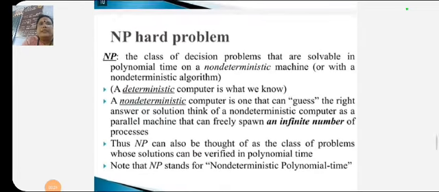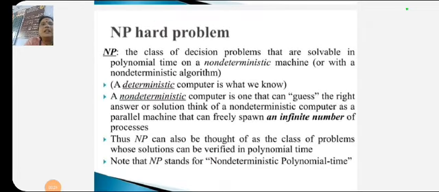NP problems: NP is nothing but non-deterministic polynomial time. It is the class of decision problems that are solvable in polynomial time on a non-deterministic machine or with a non-deterministic algorithm. A deterministic computer is what we know. A non-deterministic computer is one that can guess the right answer or solution. Think of a non-deterministic computer as a parallel machine that can freely spawn an infinite number of processes.